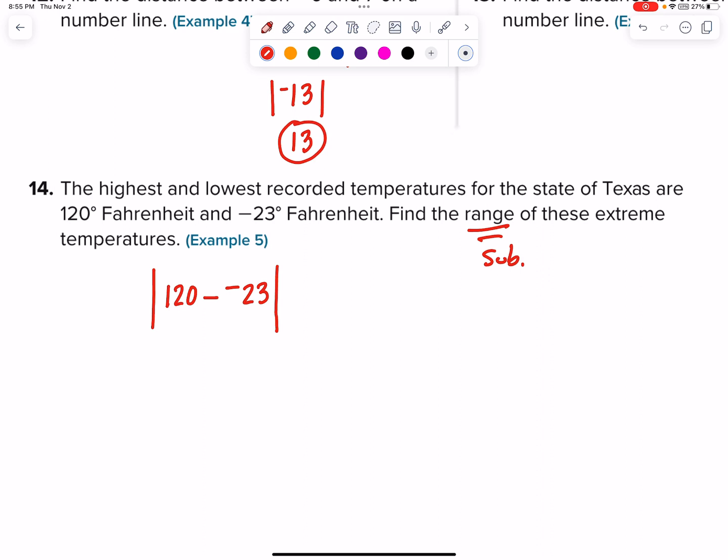Absolute value. Okay, do we do subtraction? Nope. Where do you go to make yourself feel better? KFC. Keep, flip, change. So now we're just adding, same signs, add and keep. So 20, 30, 43, so 143. The absolute value of 143 is just 143. How far away am I from 0? All right, so there we go. That is the range of those two temperatures.